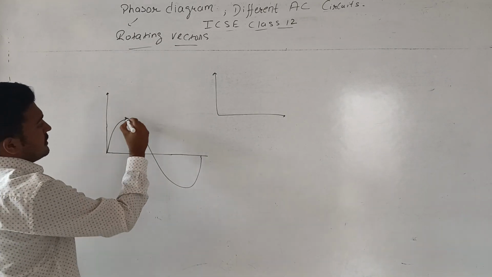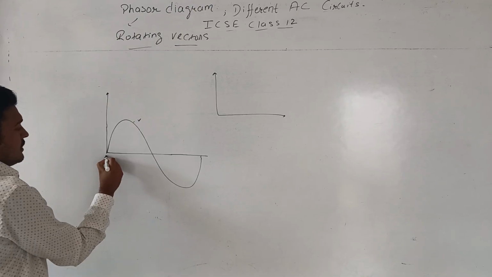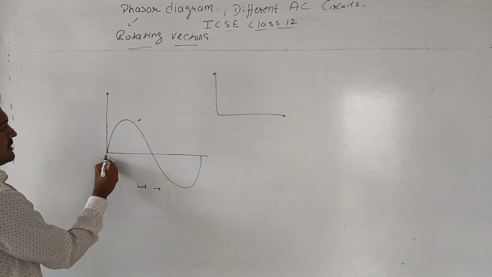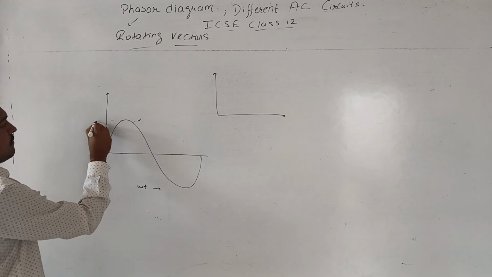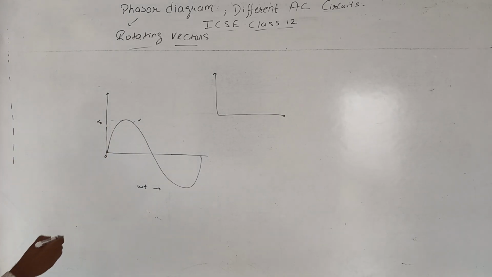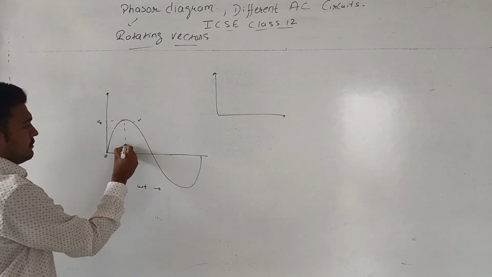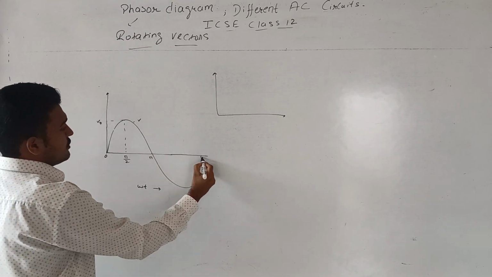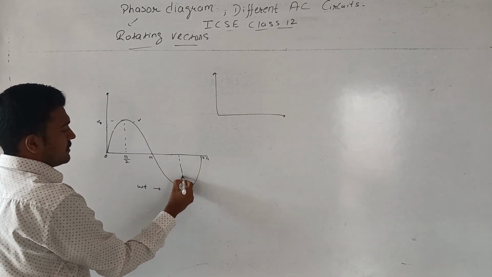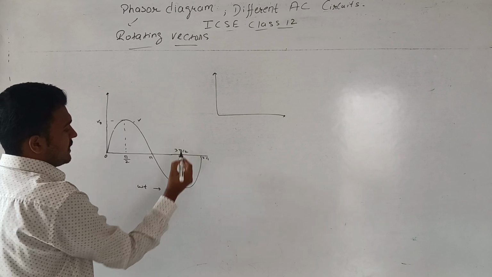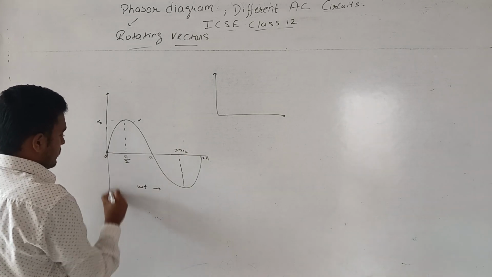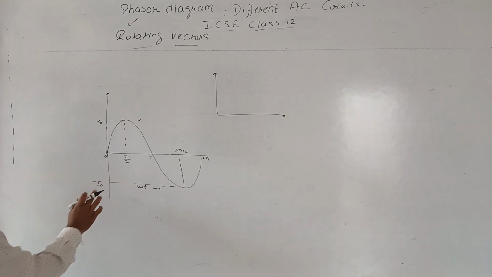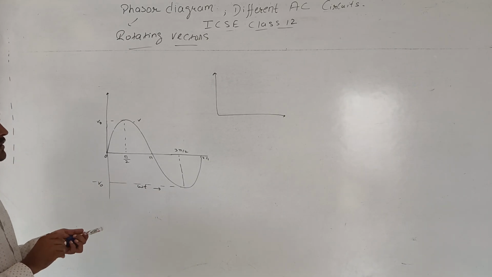So suppose this is the potential V. When the angle omega t is 0, the potential is 0. Then it is maximum, equal to V naught, the maximum potential, at suppose angle pi by 2. Then it is again 0 at pi. At 2 pi it is again 0. At 3 pi by 2 it is the negative value, minus V naught. This is the potential.